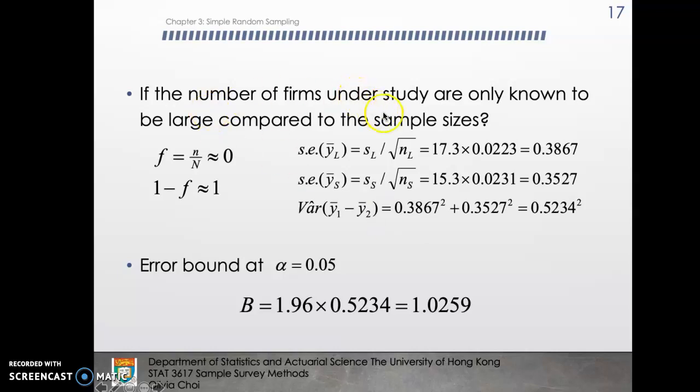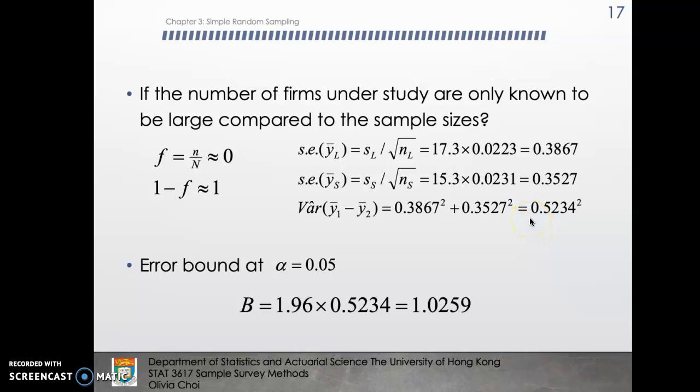What if the number of firms in the study is only known to be large compared to the sample size? In that case, our sample size is relatively small compared to the total population, so we can ignore 1 minus f. We can recalculate the variance. Now we have a slightly larger variance value because we are omitting the finite population correction factor. Like we said earlier, it's very similar to the infinite population case.